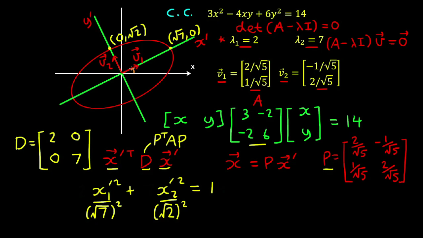And you can find this angle using trigonometry. So we take tan theta is equal to the vertical component of the eigenvector, which is 1 on root 5, on the adjacent component, which is 2 on root 5, so we get 1/2. And arctan 1/2 gives an angle of around 26.6 degrees for our rotated ellipse.